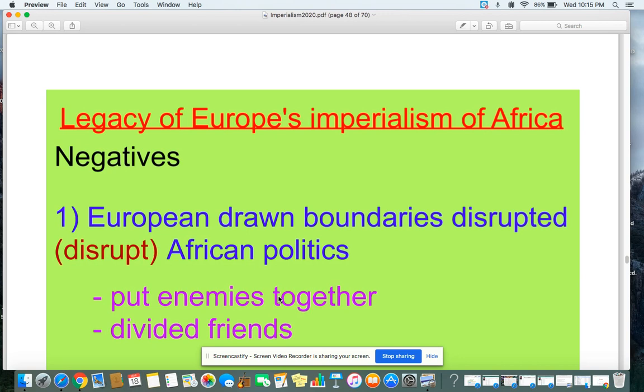Well, you don't want to put Hilliard and Dublin together. They're rivals in sports. It'd be much more natural to say, "Hey, put all of Kaufman together." But they didn't think about that. The Europeans just took wherever they got, because remember, it was occupy and notify, wherever they scrambled, that's what they took. So they put enemies together and they divided up friends.